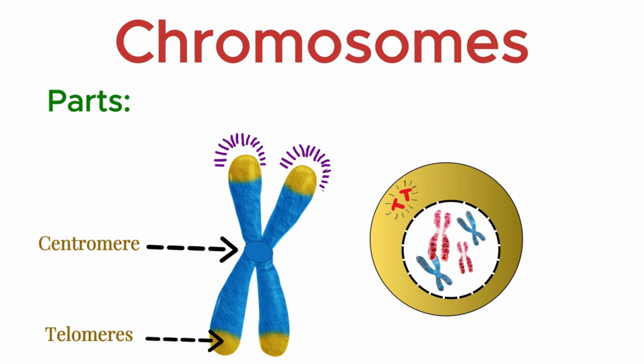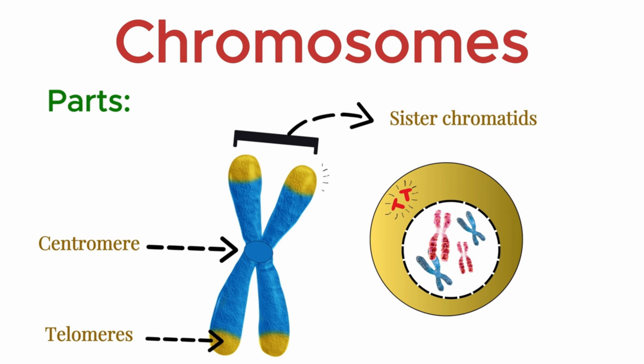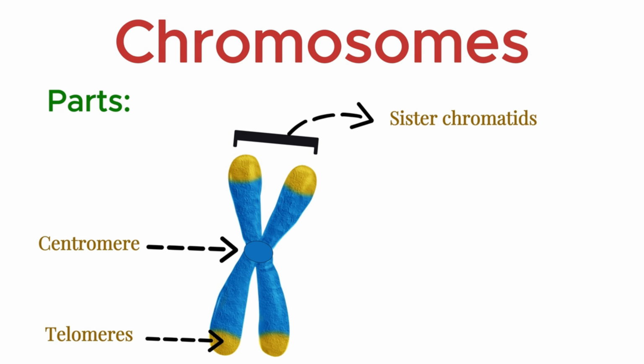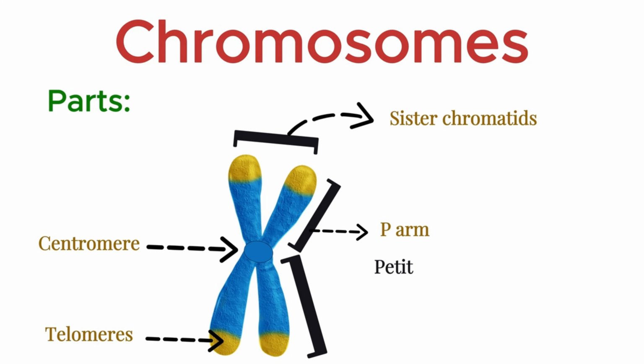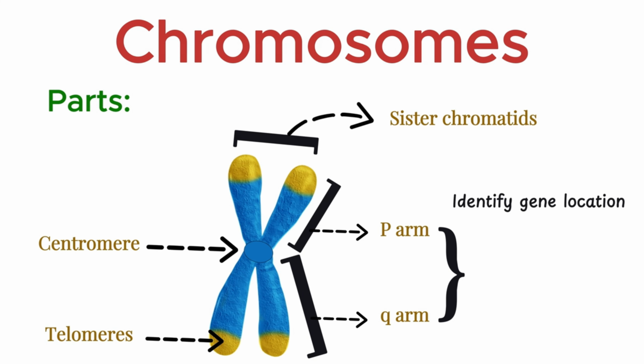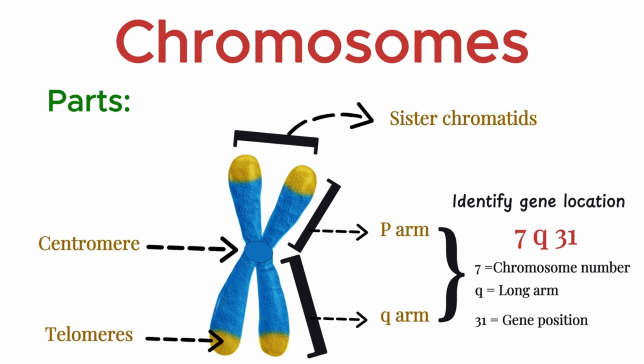During cell division, each chromosome is duplicated, resulting in 2 identical sister chromatids joined at the centromere. Each chromosome is divided into 2 arms by the centromere. The short arm is called the P arm. P stands for petit, a French word meaning small. The long arm is called the Q arm, simply because it comes after P in the alphabet. These arms are used to identify the location of genes on a chromosome. For example, if a gene is located at 7q31, it means chromosome number 7, long arm, position 31.